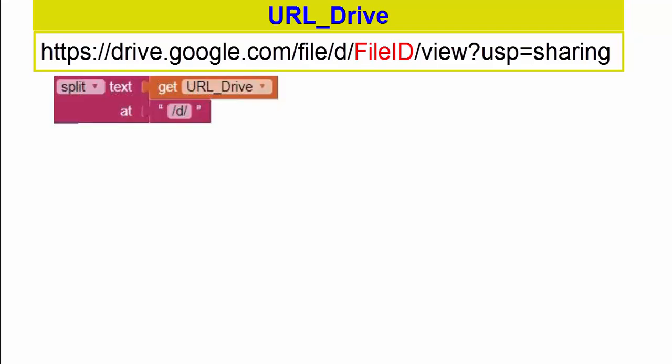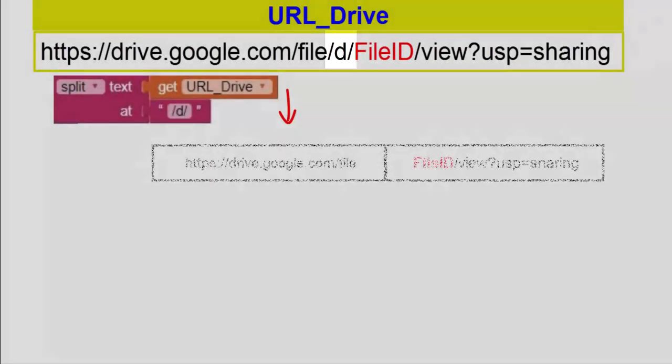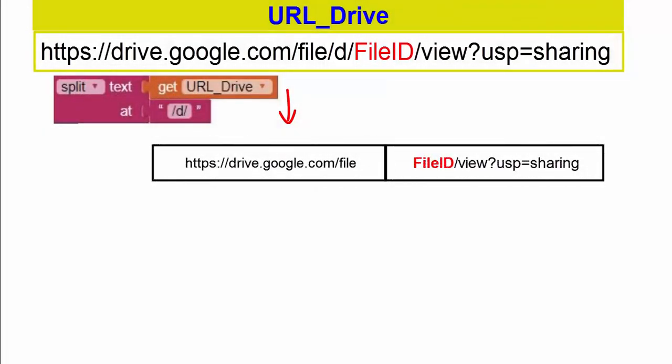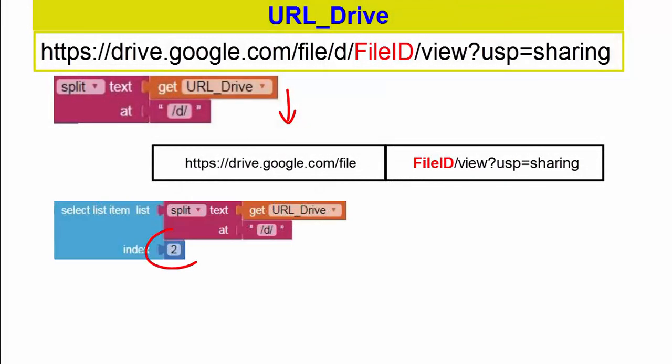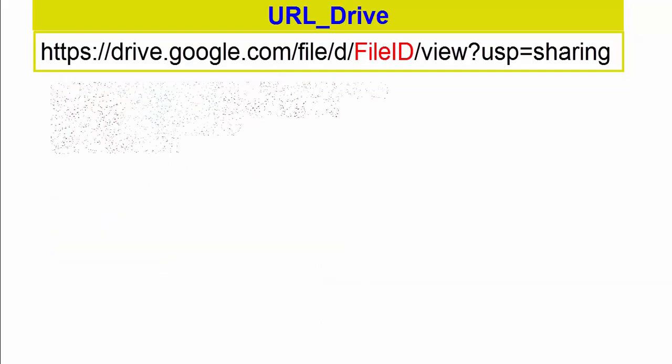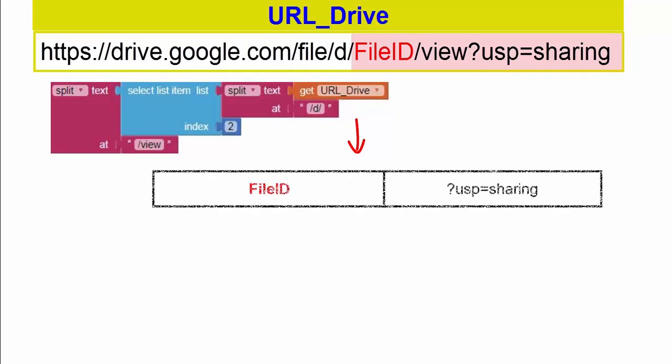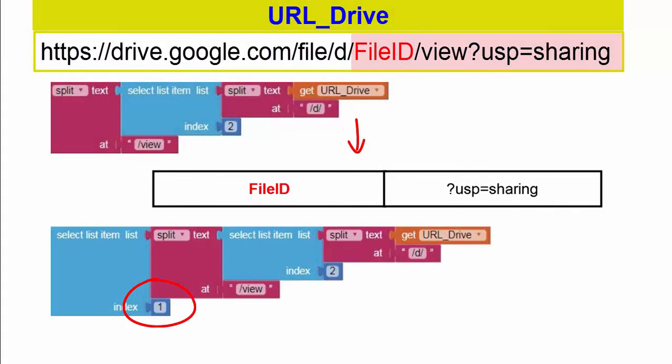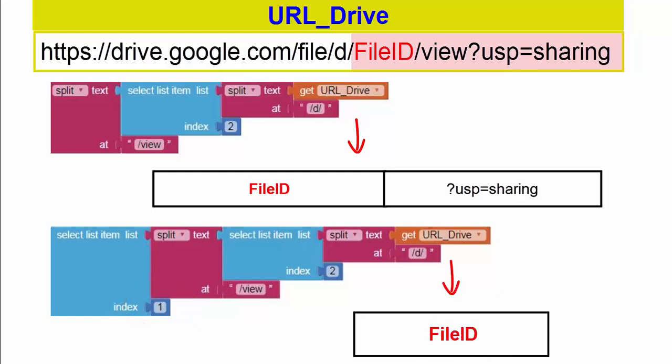Use the split block, which splits the text into pieces using /d/ as the dividing points and produces a list of results. Select the index element 2 from the list using the select list item block. Use the split block again, using /view as the dividing points. Select the index item 1 in the new list using the select list item block and you get the image ID.